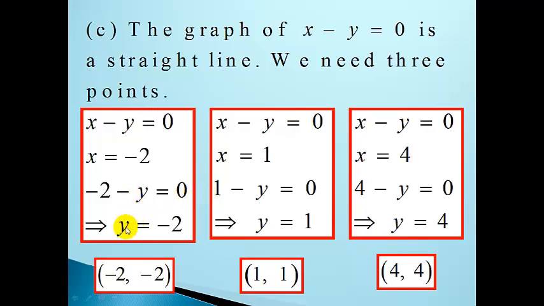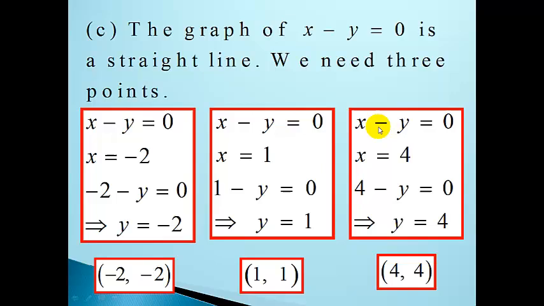And this implies that y is equal to minus 2. So when you solve for y, you get minus 2. Now with the same x minus y equals 0, when x is equal to 1, then this becomes 1 minus y equals 0. So y will give us 1. So it means that when x is 1, y is 1. That's the second point. The first point, when x is minus 2, y is also minus 2.